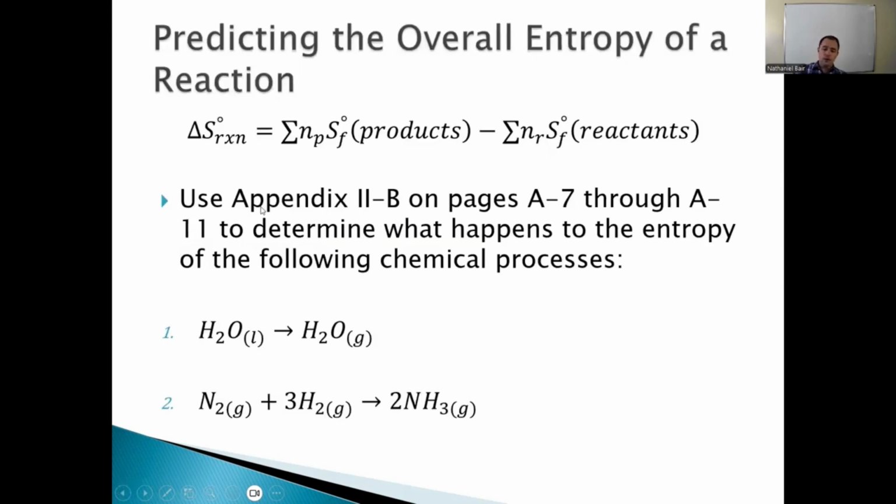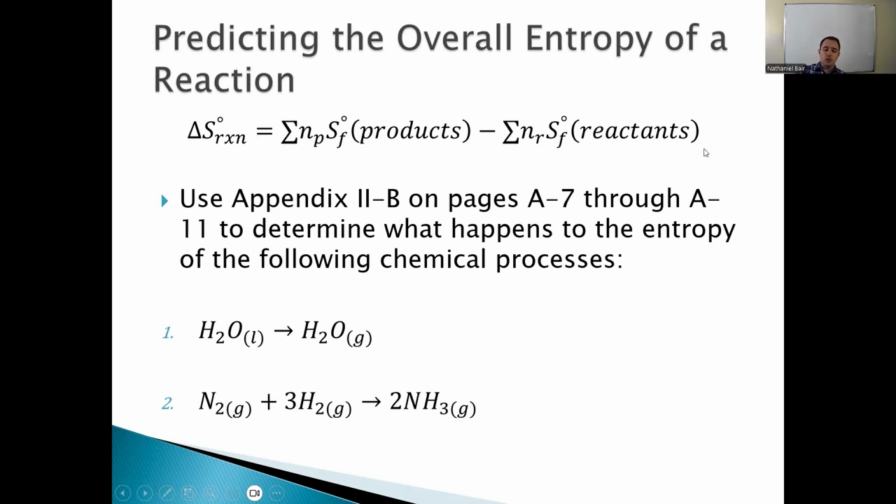All right, folks, remember how I told you that this formula is going to come back? We're just going to replace the H's with S's and then G's. Well, here it is. So how do you determine the change in entropy or randomness in a reaction? Well, you use the change in entropy formula, which says the change in entropy of a reaction under standard conditions equals the sum of the standard entropies of formation of the products times their coefficients, minus the sum of the standard entropies of formation of the reactants times their coefficients.